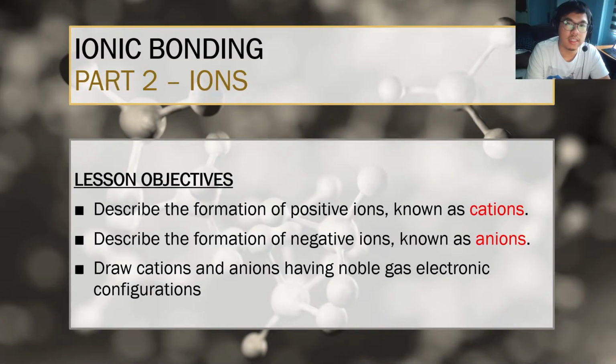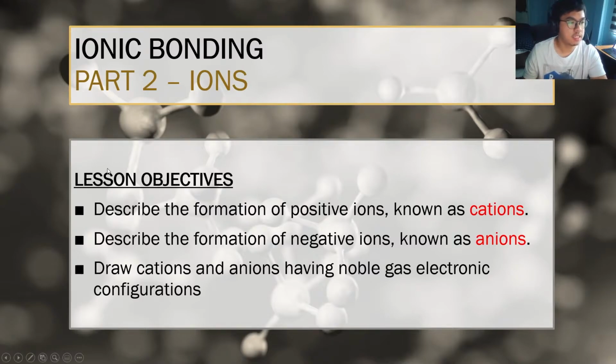This video lesson is a continuation from the previous video lesson. In the previous video lesson, we looked at stable elements, but for this video lesson, we're going to look at the different types of ions, what they are, and how ions form.